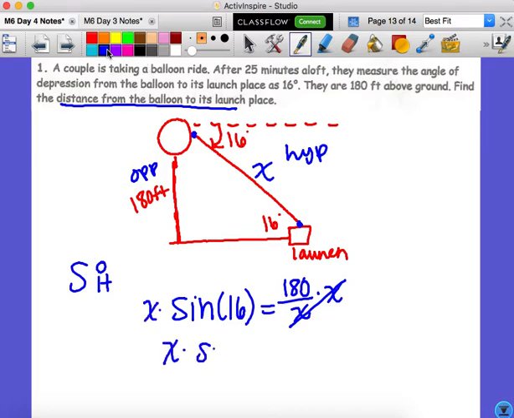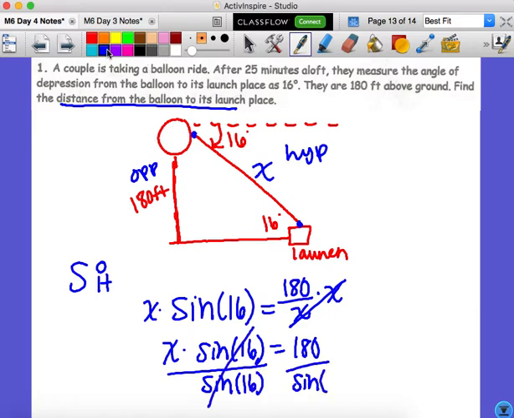We have x times the sine of 16 should equal 180. Since we're multiplying, we can divide by that sine of 16. What we do to one side, we do to the other. Just a reminder here, verify that you are in degree mode before you type this in, or your calculator will not give you the correct answer.